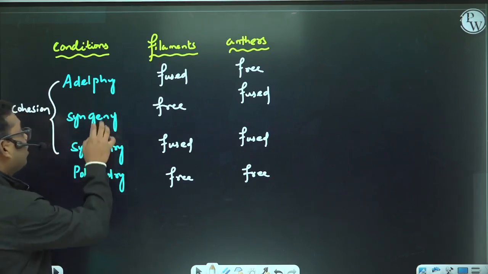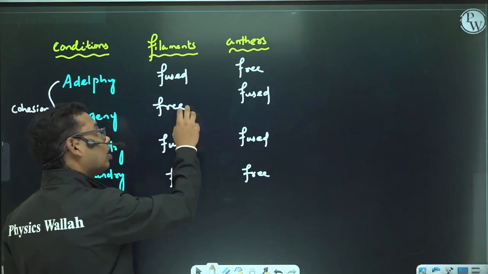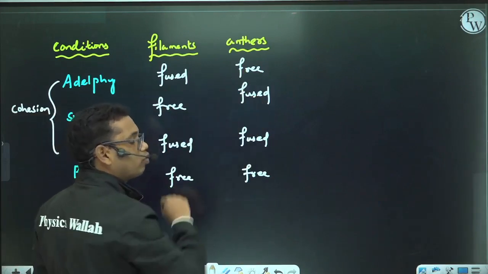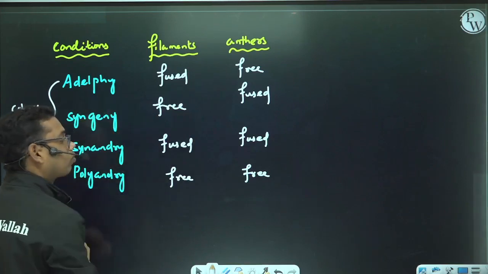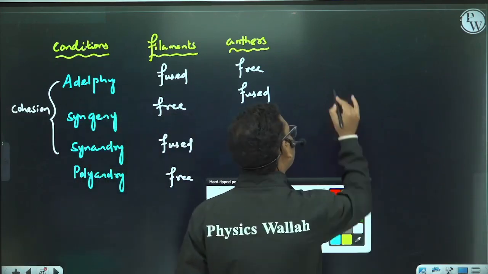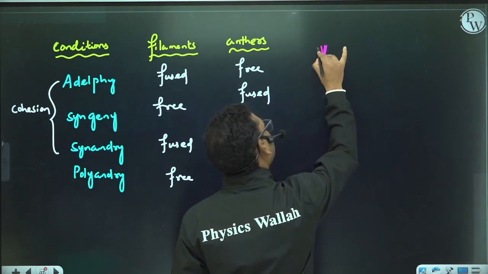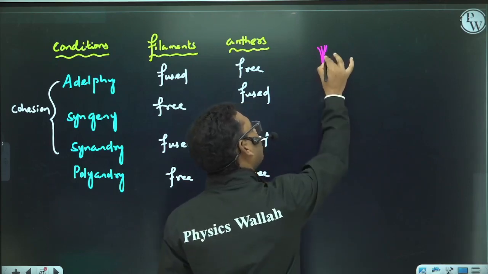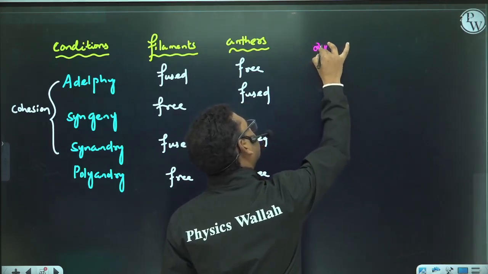And in case of syngeny, the filaments of the stamens are free, whereas the anthers will be fused. Such condition is called syngeny. Let me draw the diagram here. Suppose this is one filament, this is another filament, this is another filament. These are the filaments, and the filaments are fused with each other. And suppose these are the anthers.